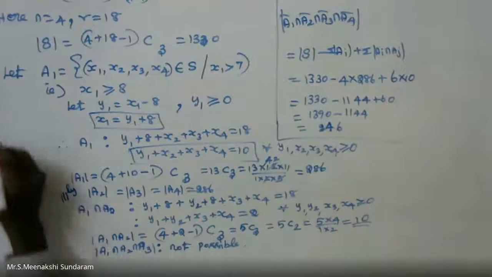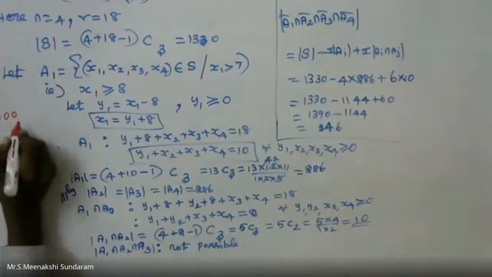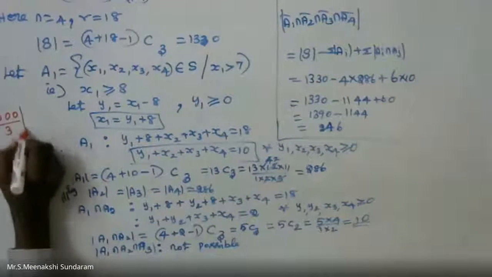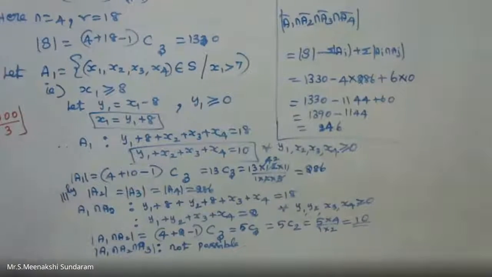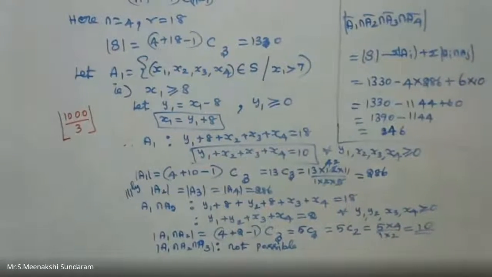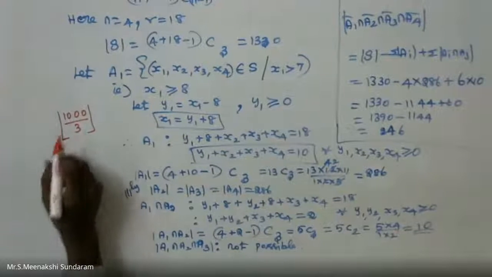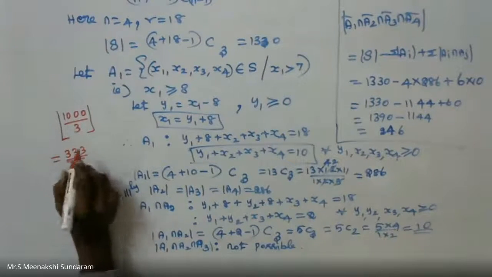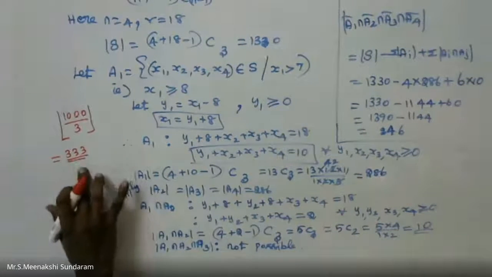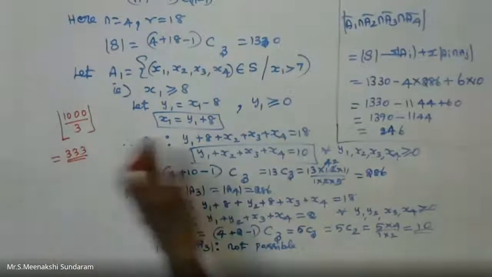One more thing is important. In inclusion exclusion, if 1000 is divisible by 3, when you divide by 3 we can use this symbol instead of brackets. This is called the greatest integer function. When you divide, the answer is 3, again 3, 3, that's all. You have to take only the quotient. Don't bother about the point value.